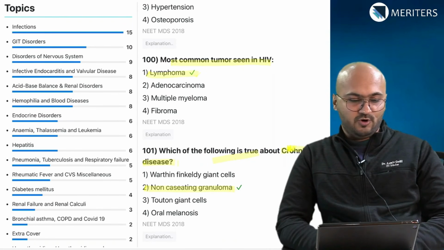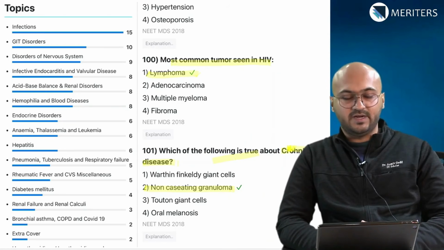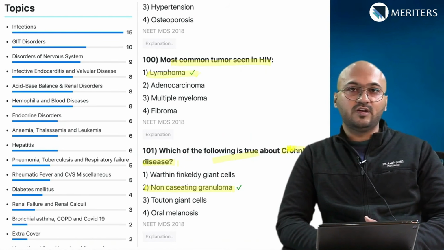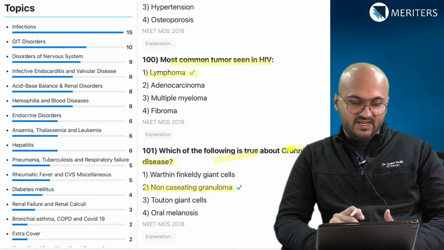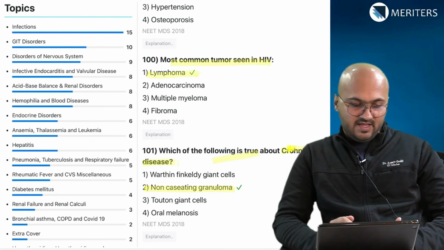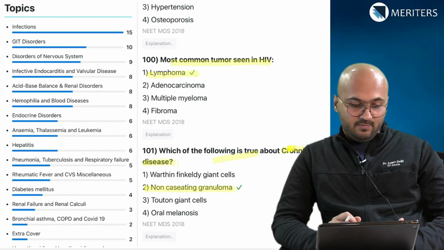Infections are the most popular topic for questions in medicine, and they are relatively easy to master. So your focus on infection should be 100%. And then each system, so GI is 10, neural is 9, then cardiac is 8 and 5, so that's 13. So cardiac is important. Then blood is 8 and 6, 14.